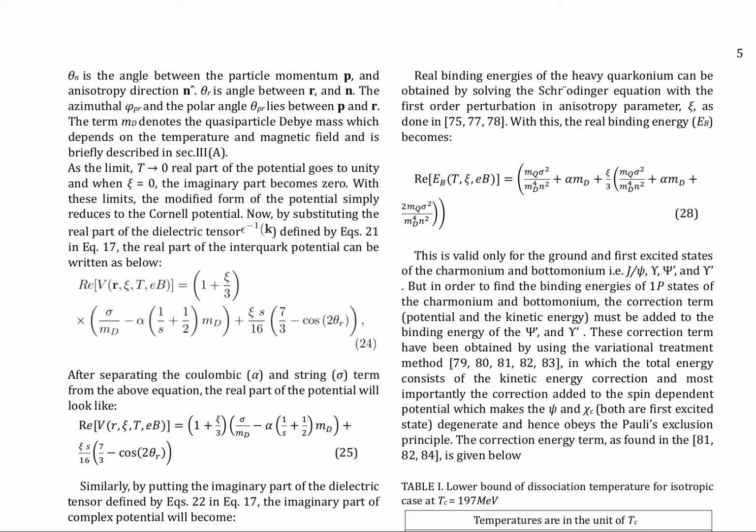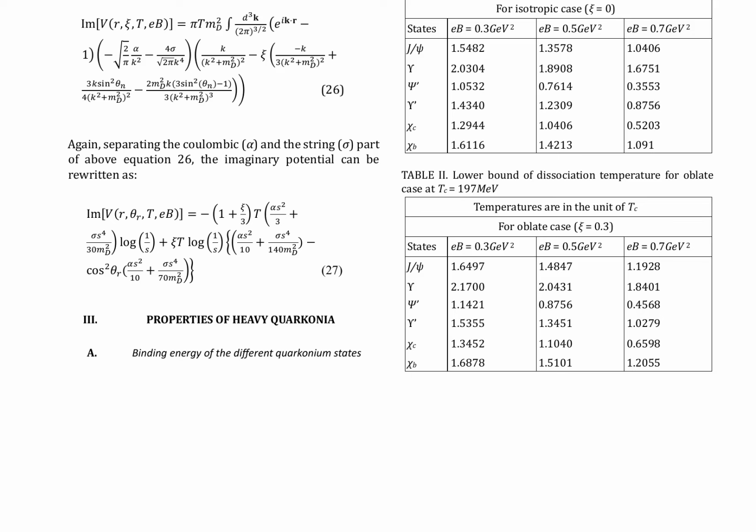The research discusses the properties of heavy quarkonia, focusing on the binding energy and dissociation temperatures in the presence of anisotropy and strong magnetic fields. The binding energy of the 1p states of charmonium and bottomonium is calculated, considering the correction term for the kinetic energy.